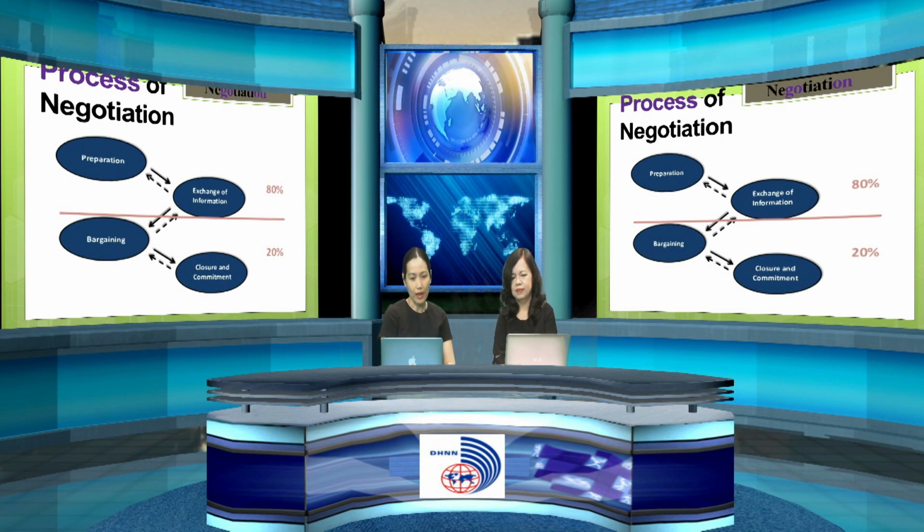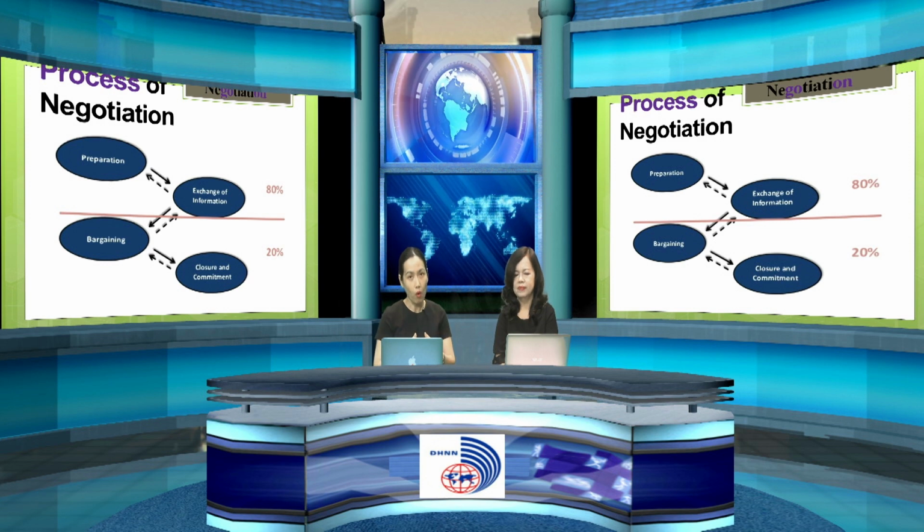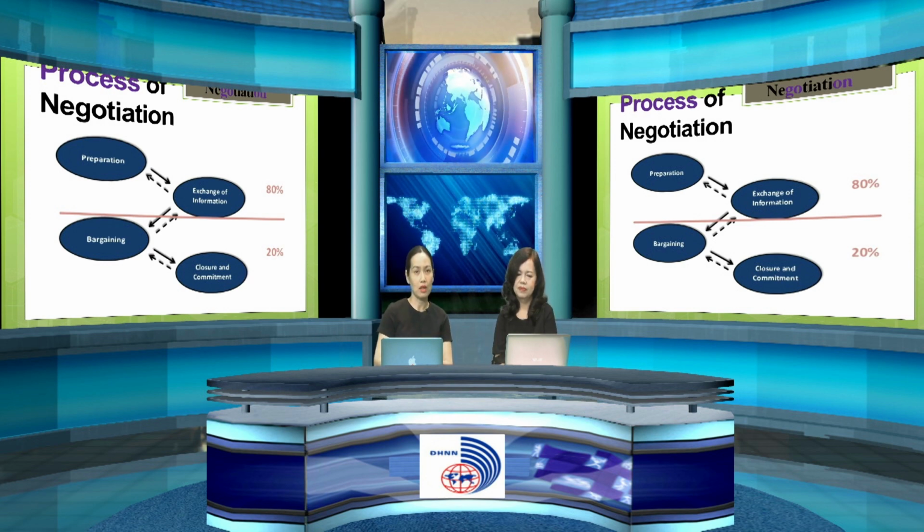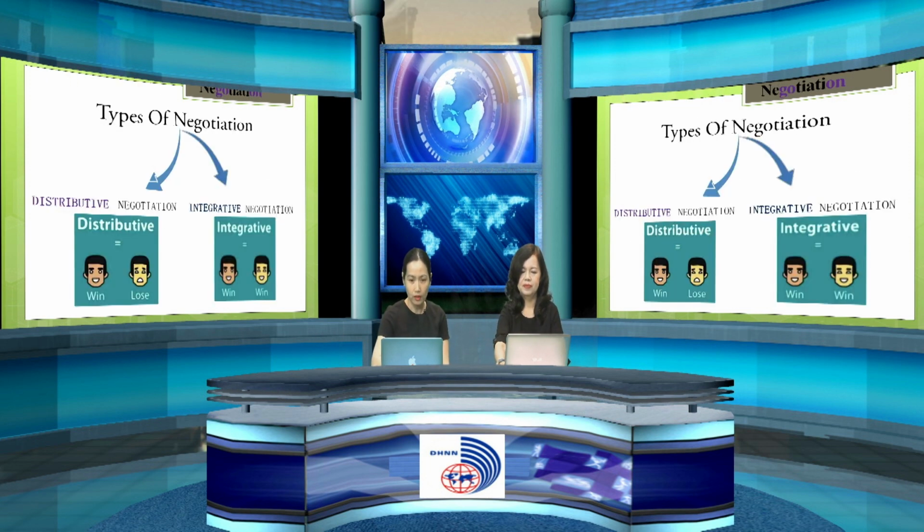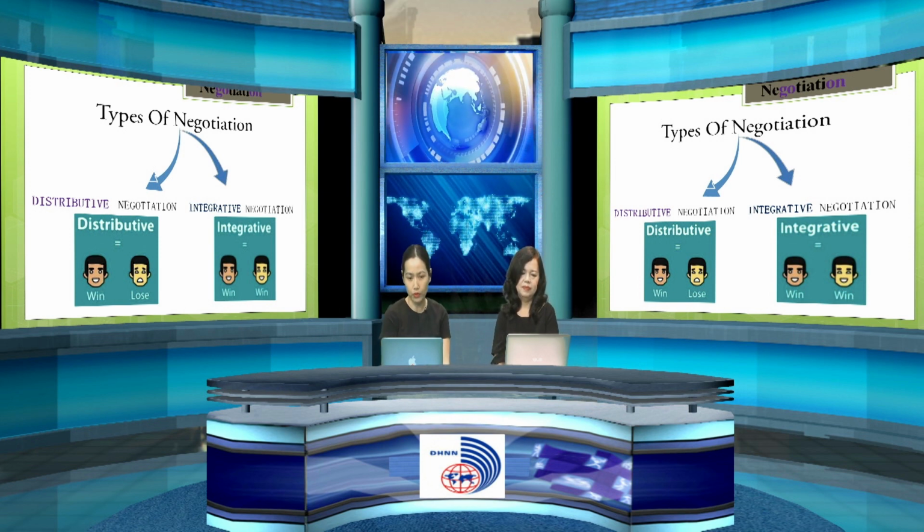But remember that sometimes you can exchange the information and bargain at the same time. So the order of these steps can be flexible. It's not all the way fixed. Okay. So next, we will move to another concept, that is types of negotiation.